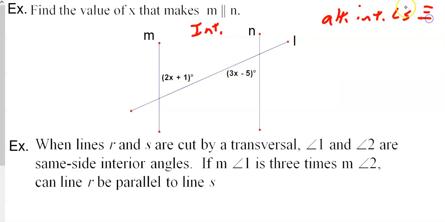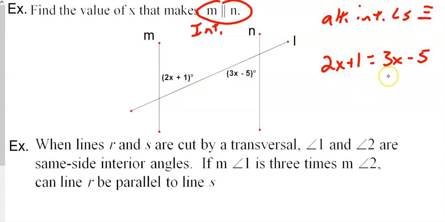So if we want to make it so these lines are parallel, we need to set them equal to each other to find that value of x. So subtract over 2x, add over 5. That would give us the value of x that makes the lines parallel.